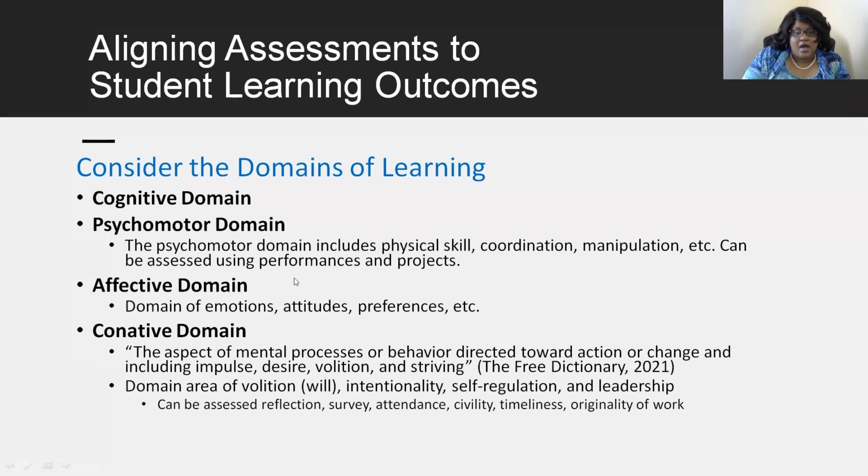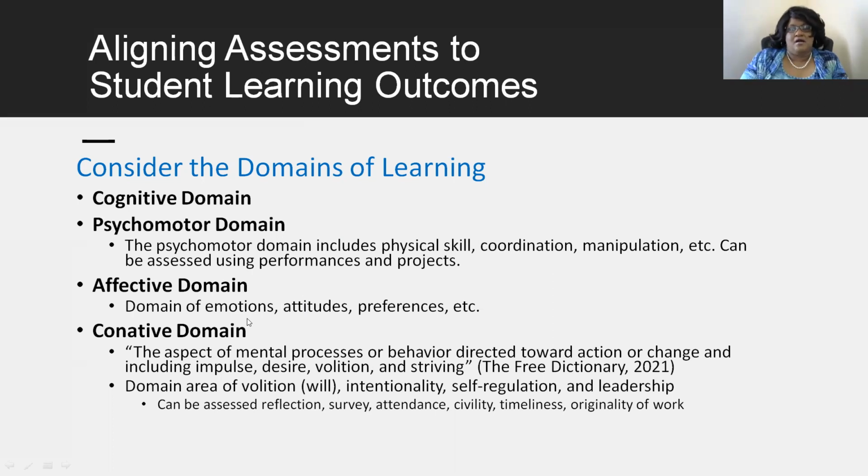And then we have the conative domain, and I put this in here because this one is as it relates to the person's will or volition to actually do something, to self-regulate. It incorporates things such as leadership. And you can assess this through reflection, survey, attendance, civility, timeliness, and originality of work.